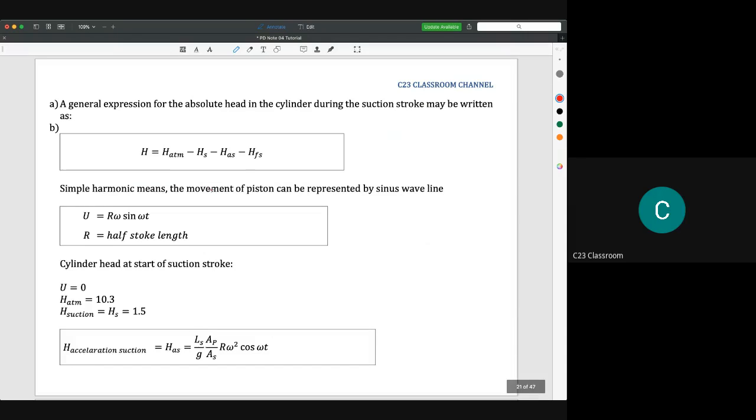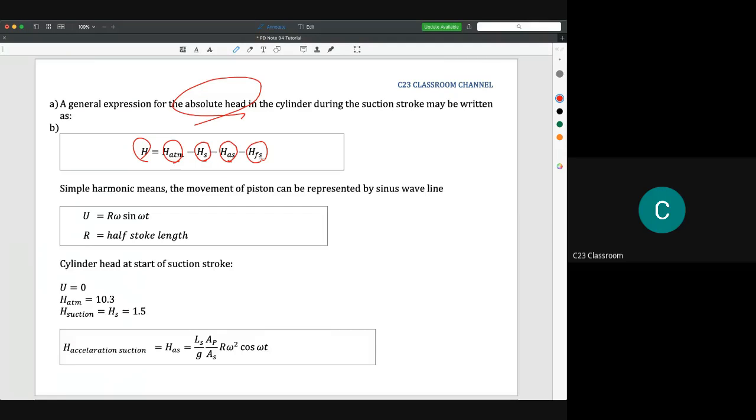So let's calculate the absolute head. This was already discussed in the previous question, so I could go a little bit faster here. We get the absolute head by taking the atmospheric pressure minus the suction head, minus the acceleration head, and this time, because we already know the friction, we also minus the friction head for suction.